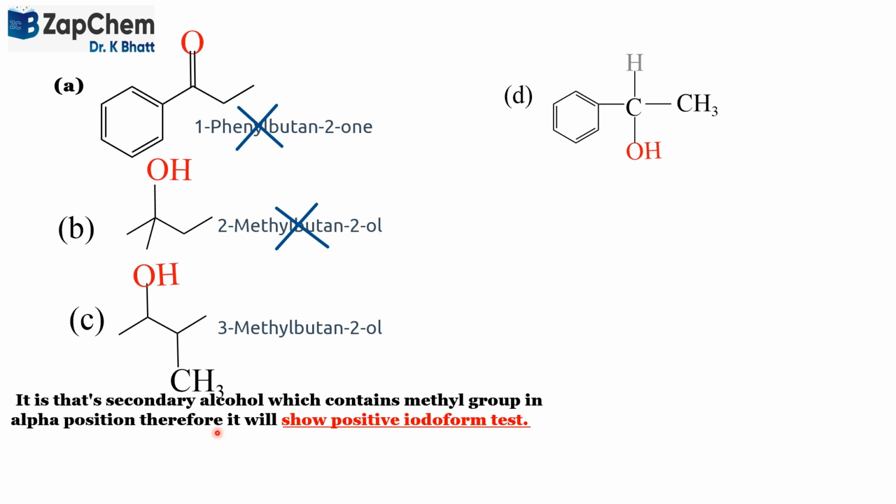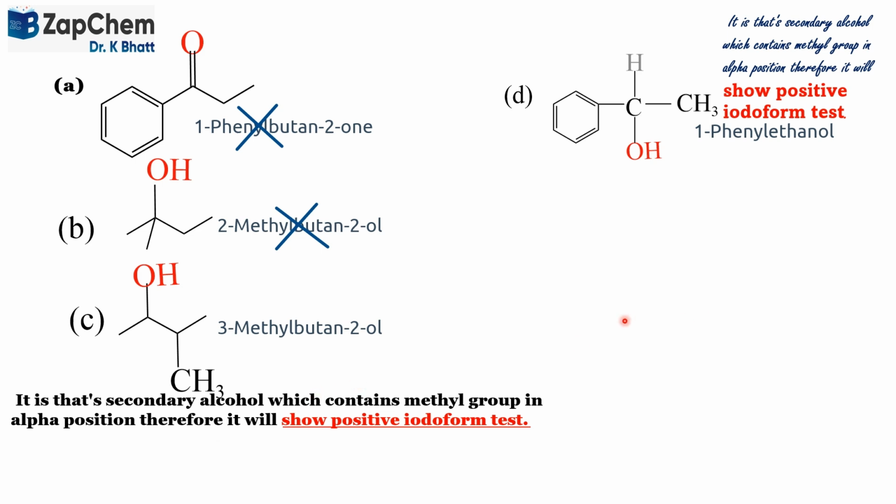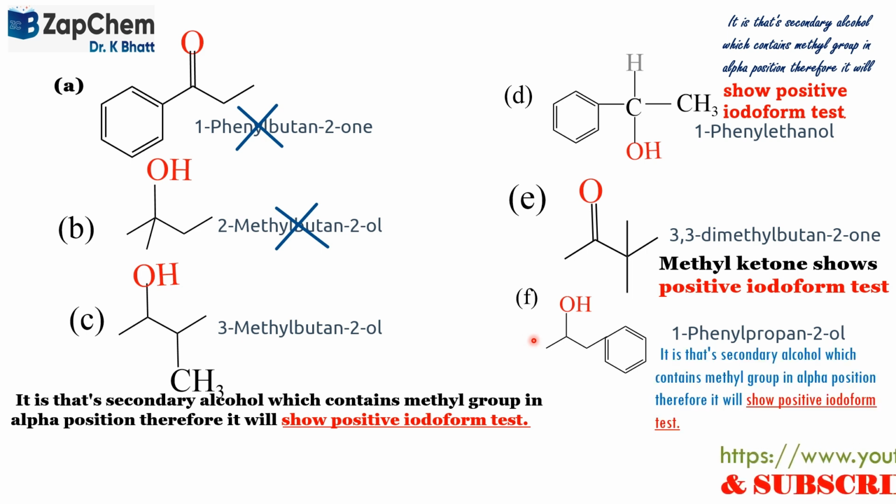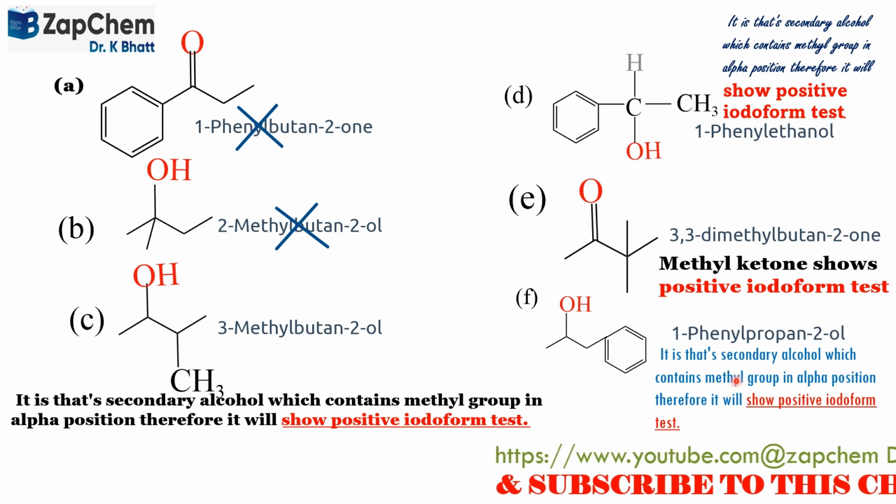The fourth compound marked as D is 1-phenylethanol. This will also respond to the positive iodoform test because of the same reason. And finally, E is a compound which is 3,3-dimethylbutan-2-one. Here again, it is a methyl ketone, will show a positive iodoform test. And last is F, which is 1-phenylpropan-2-ol. This will also respond to the positive iodoform test.